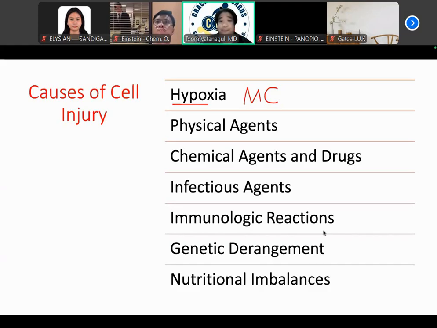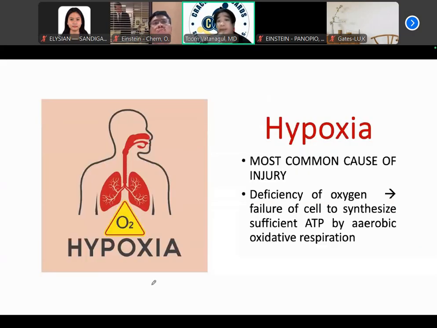So let's go back. So I hope this is clear, the causes of cellular injury. Okay? Now let's isolate hypoxia. This is considered to be the most common cause of cellular injury.